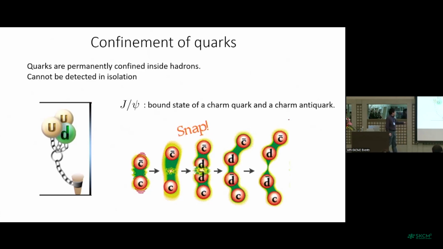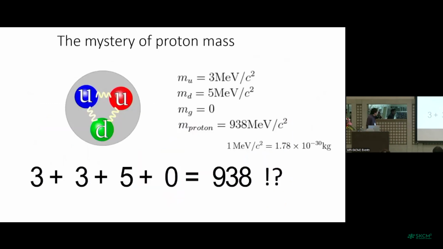Then at some distance, suddenly a pair of down quark and anti-down quark pops up from the vacuum. And then this down quark forms a bound state with the anti-charm quark to form a meson. So one meson splits into two mesons, and you can never separate a quark or anti-quark separately. So this is confinement. You can never observe it directly, at least in experiments.